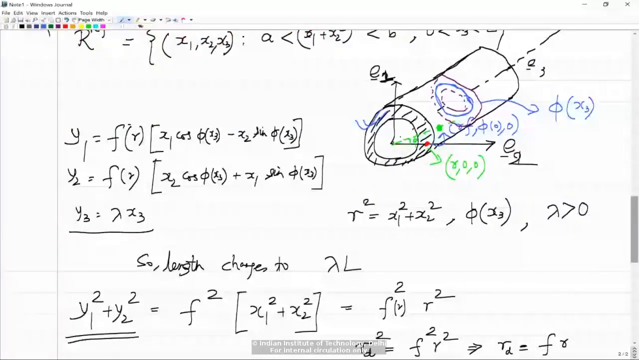Are you guys there? How much is the twist? Phi of L. So that's the total rotation. That's the end-to-end rotation. End-to-end rotation is phi of L minus phi of 0. But I'm asking the twist. Twist is not end-to-end rotation. Sorry, how much is twist?